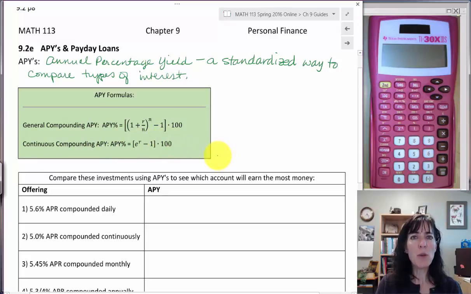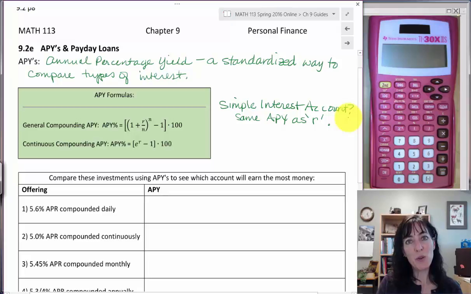And you can find the APY if you have a simple interest account, but it really just comes out to the exact same as the simple interest rate. So we might just write that off to the side. Whatever your R is, that would be your APY for a simple interest account. But for these other types of accounts, that's not true, and you need to use this formula. And what you're finding is a percent, just like our rates are given to us in our problems. They're not shown in decimal form, they're shown in percent form. That explains why we have a times 100 at the end of each. That turns it from a decimal into a percent.